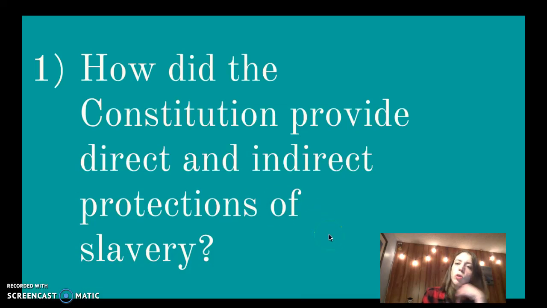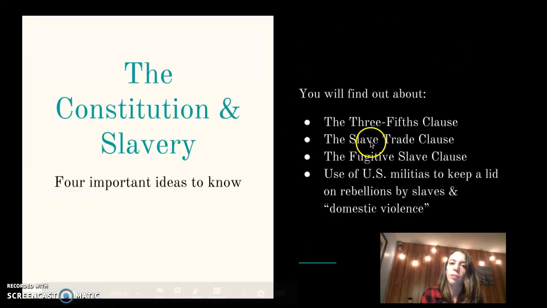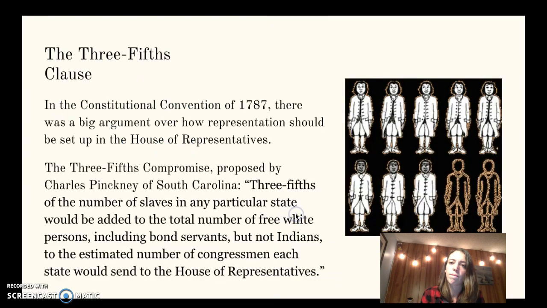All right, so here's your first question to write down. How did the Constitution provide direct and indirect protections of slavery? And there were a lot of them. So the next thing, these are the four things that I'm going to focus on in terms of the Constitution. We've got the Three-Fifths Clause, the Slave Trade Clause, the Fugitive Slave Clause, and the use of U.S. militias to keep a lid on things. You don't need to write these four ideas down. You're going to come across them again in just a second.